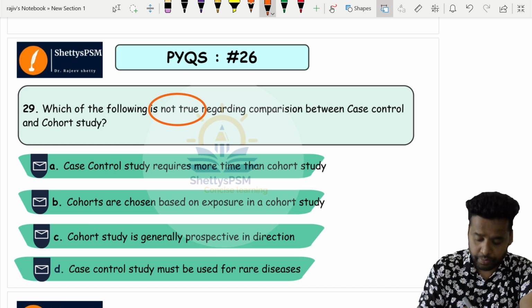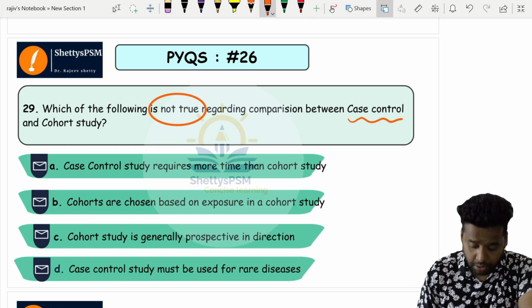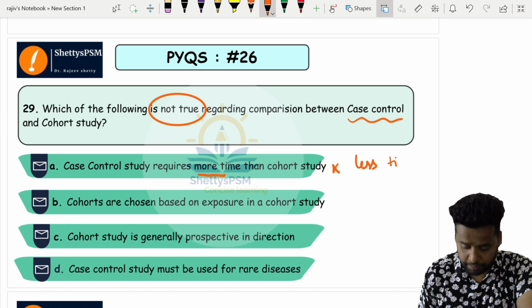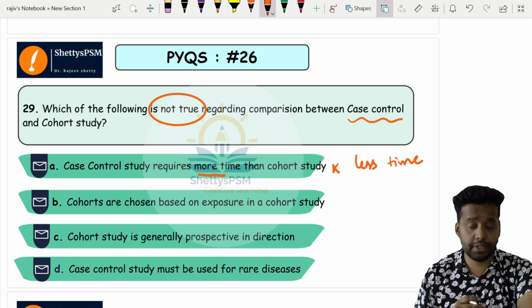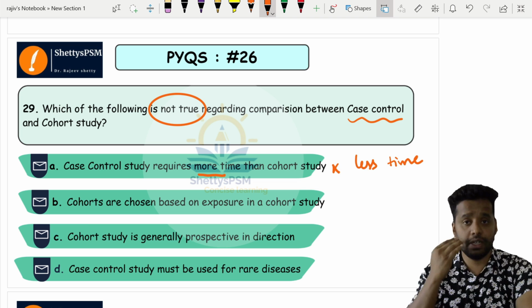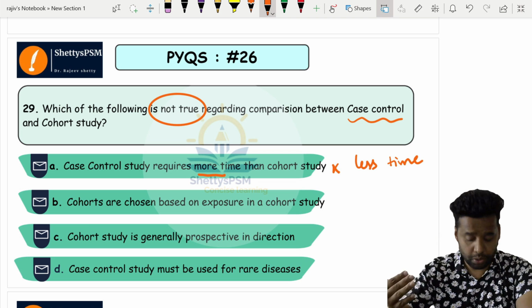Not true regarding comparison of case control and cohort. Case control requires more time. No, this is requiring less time. You got the answer. Case control is less time consuming study. Case control will be less costlier. Cohort will take more time. Cohort will be more costlier.